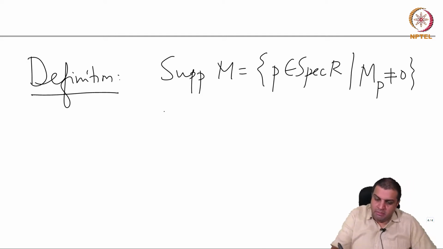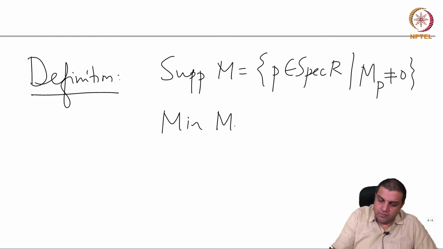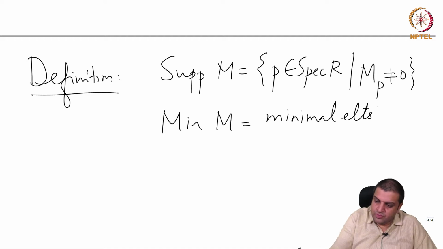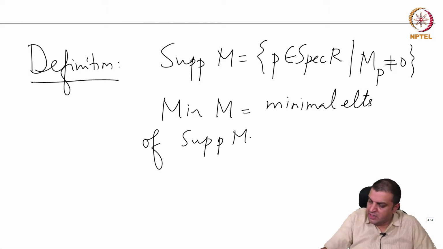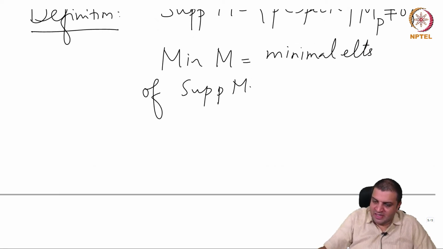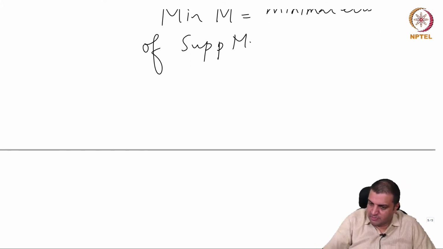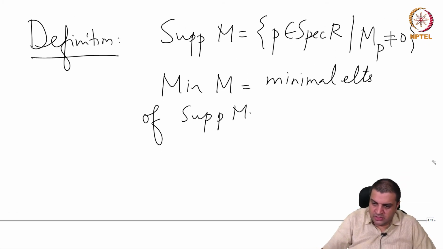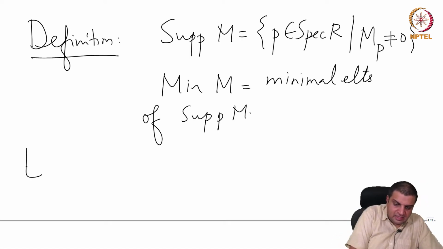Okay. And min M is the minimal elements of support of M. So this agrees with the definition of min of a ring that we used in earlier lectures, which is just to say support of a ring is all of spec R. So min is minimum elements of that. Okay. So this is just the definition, and here is an exercise.